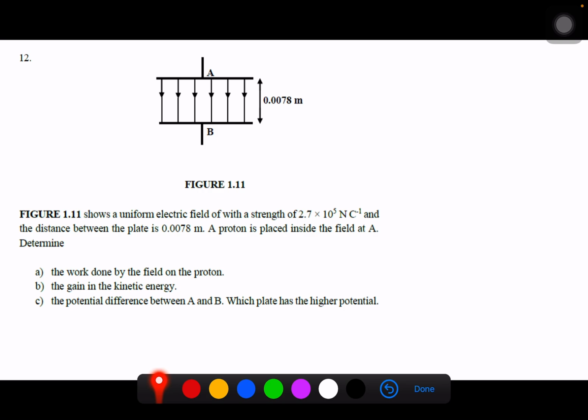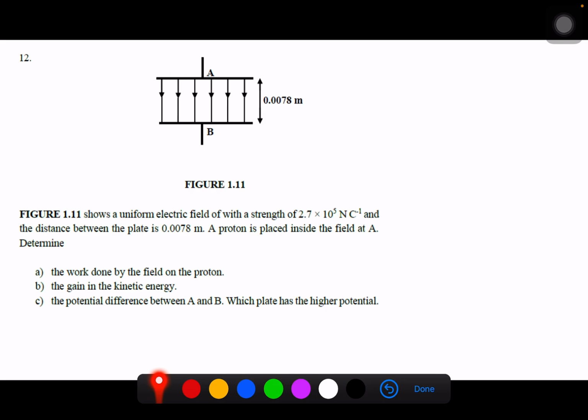Question number 12 shows a uniform electric field with a strength of 2.7 times 10 to the power of 5 newton per coulomb. So this one would be your E. And the distance between the plates is 0.078 meter. That one is your d. A proton is placed inside the field at A. So they put a proton over here. It doesn't state specifically where, but just inside the field at A.